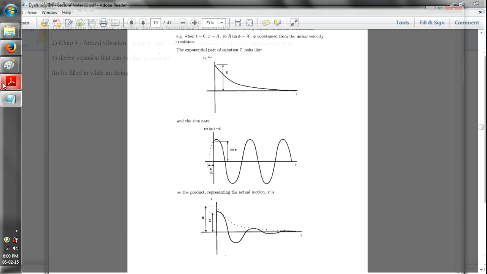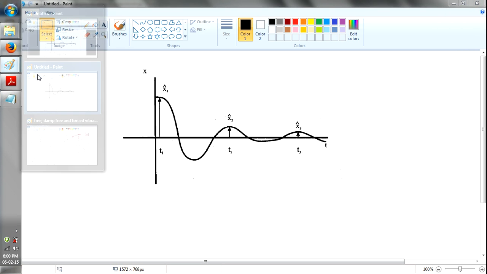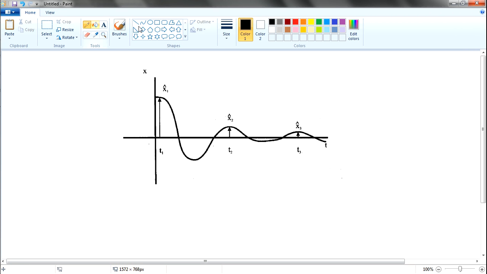The peak itself, if you don't look at the sinusoidal, is actually controlled by the amount of exponential decay in this case. I can't draw it properly, but you will understand that it's decaying exponentially, right?